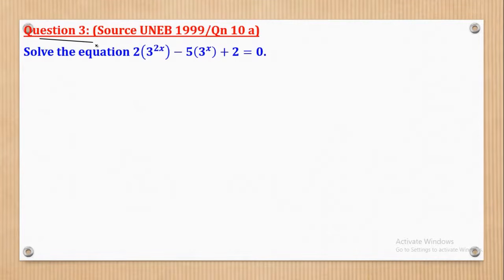So now we shall go to question 3, which came from UNEB 1999, paper 1, question 10a, and says, solve the equation this.